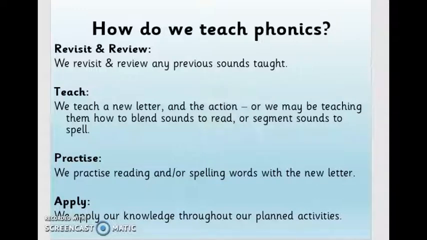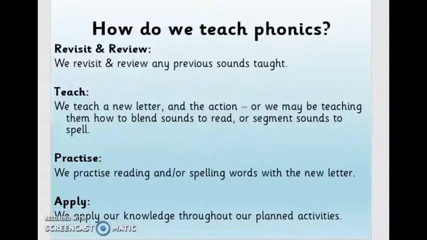in a fun and playful way. Within the teach aspect of the phonics session, we will also include learning new camera words or keywords. The reason we do this is so that the children can then apply them later on when reading sentences. Within the teach session, we also model how to write the letter.